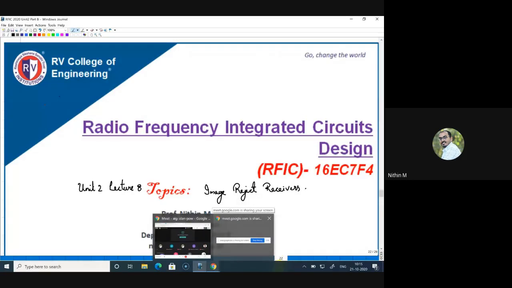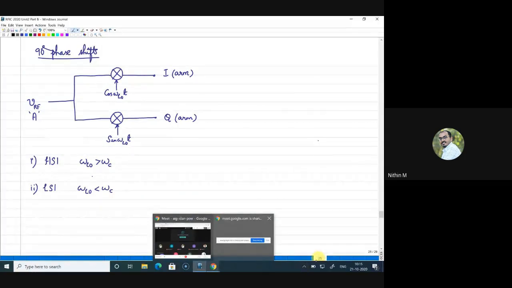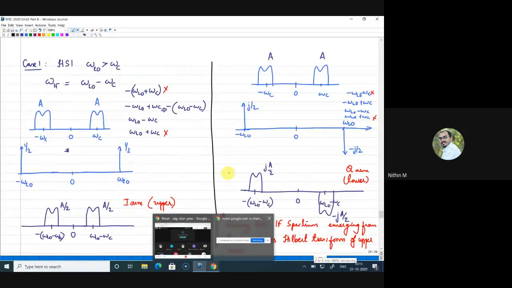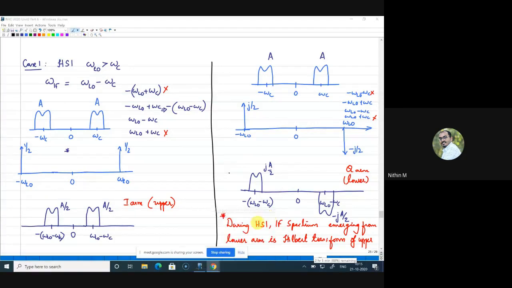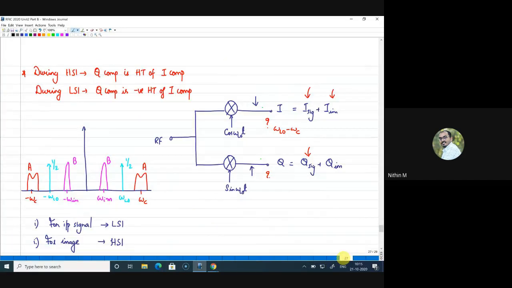In yesterday's class, we discussed how to implement a 90 degree phase shift, and we saw how this HSI operation and LSI operation will shift the signal, and with that we have concluded. We have taken 2 points. If you perform HSI, the Q component will be the Hilbert transform of the I component, and for LSI, the Q component will be the negative of the Hilbert transform of the I component. Right. So, this is what we have concluded from the discussion.